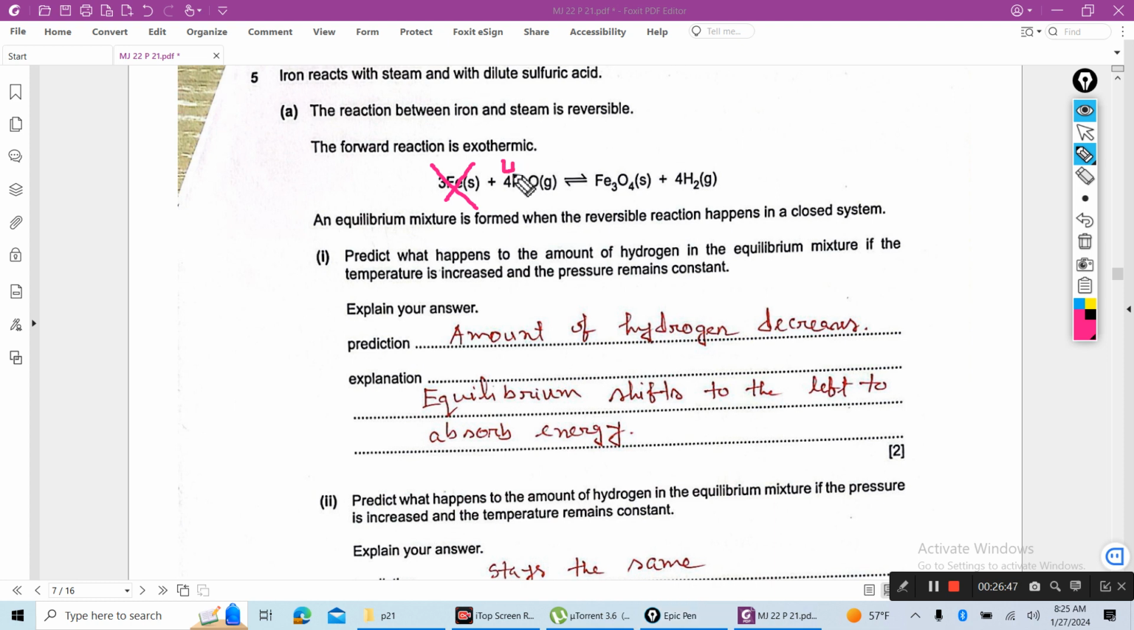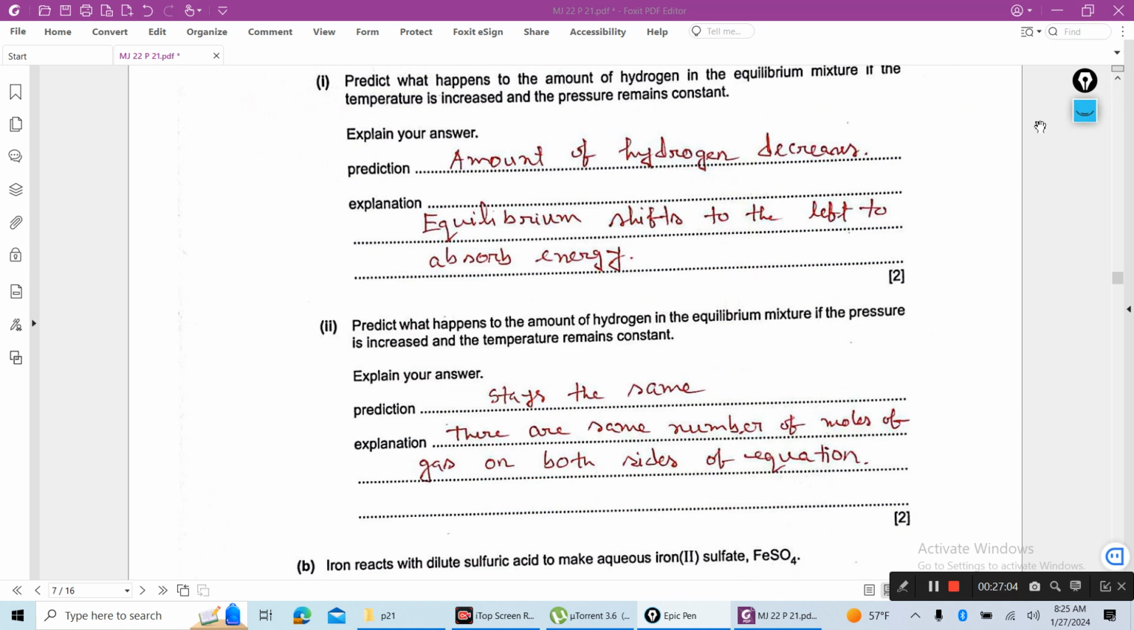Pressure is only applicable for gaseous substances, gaseous moles. Here there are 4 moles on the left-hand side, this is a solid, and 4 moles on the right. There are the same number of gaseous moles on both sides. So the prediction is that the amount of hydrogen stays the same, because there are the same number of moles of gas on both sides of the equation.